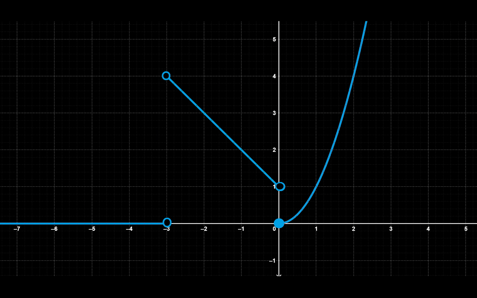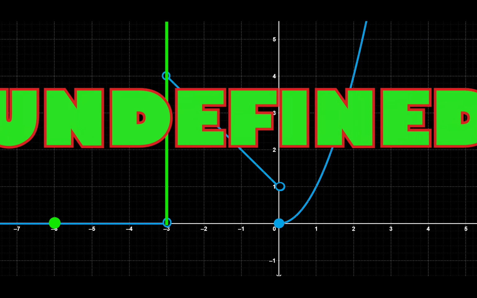Here's another example of a piecewise function. What is the output when x equals -6? 0. What is the output when x is -3? Now notice how my line passes through both holes and doesn't hit any point. Therefore, when x is -3, our function is undefined.